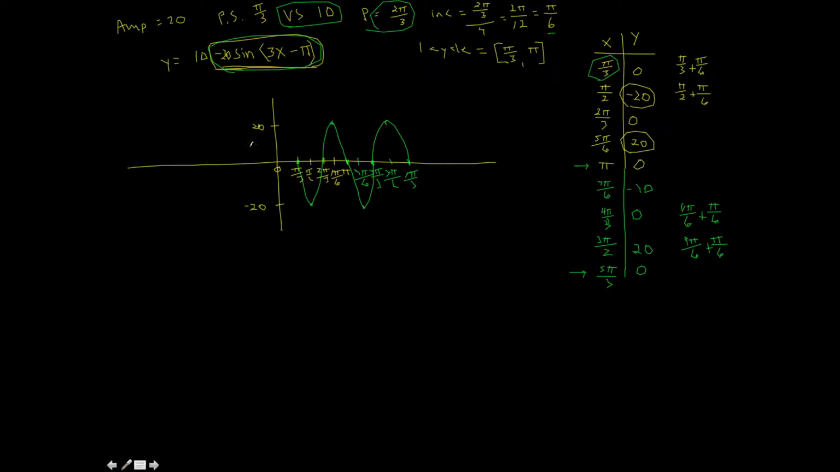So, take each point. This is the point. I'm going to look at my y-axis over here, and I'm going to shift it up 10. So I'm going to add 10 to each of these values. I'm adding 10. Negative 20 plus 10 is negative 10. Adding 10.